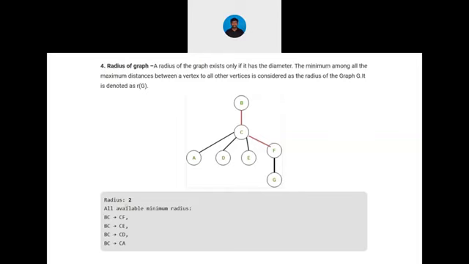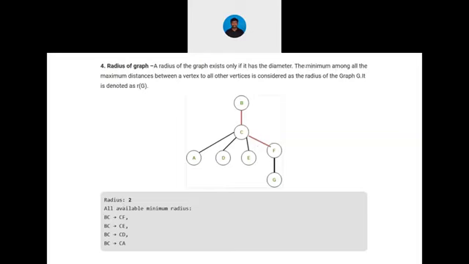Here the radius of this particular graph is given as 2. All the available minimum radius paths are BC to CF, BC to CE, BC to CD, BC to CA. For a particular path, for example BC to CF to FG, the distance is actually 3. But for this particular graph, the minimum distance to reach a pair of vertices is 2 here, and hence the radius of the graph is 2.